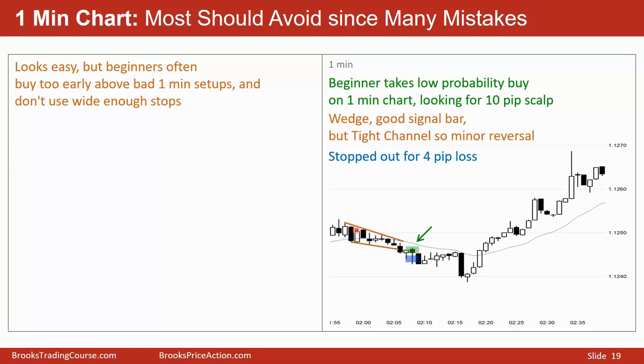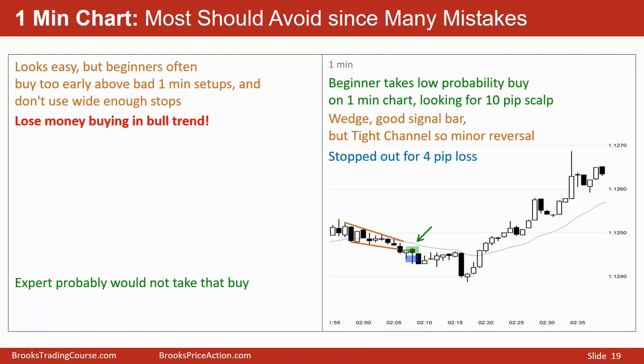Remember, this is a pullback in a bull trend. And here you are buying in a bull trend above a bar, and then you're immediately getting stopped out right below the bar with a 4-pip loss. So here you are buying in a bull trend. Remember the 5-minute chart, this is the 1-minute chart. The 5-minute chart, this is in the process of creating a bottom. So you're buying in a bull trend and you're losing money.